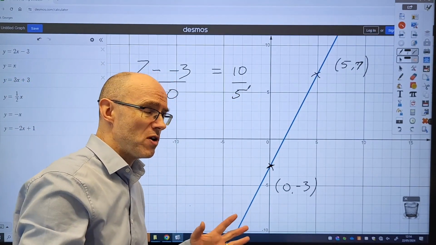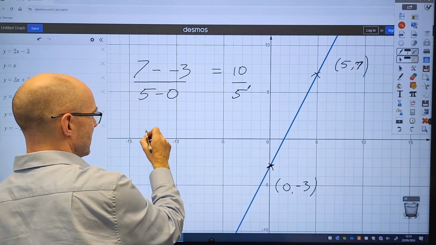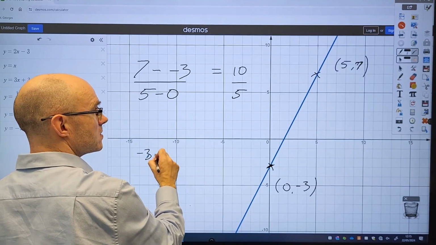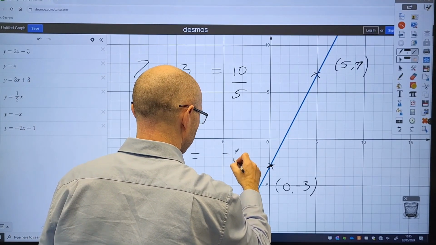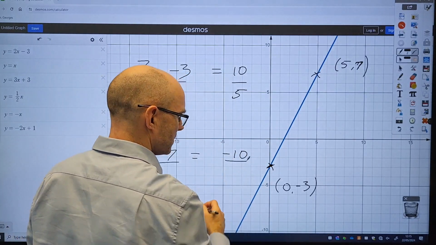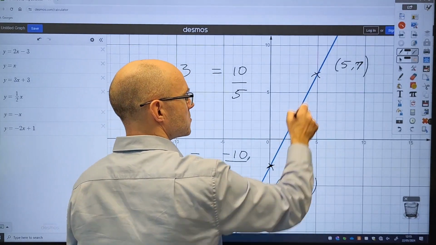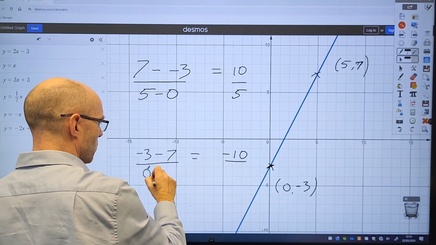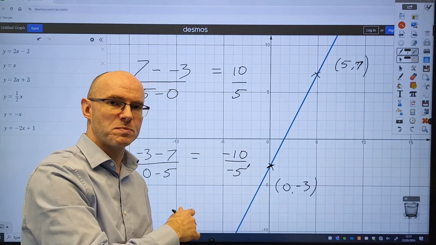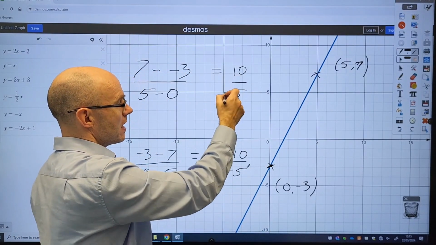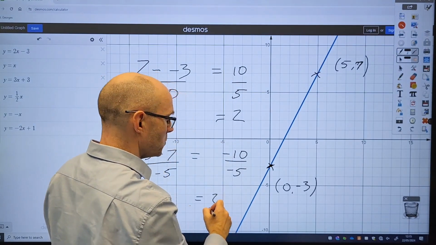Now, if I did it the other way round, let's see what would happen. So if I did that, subtract that, let's write that down. If I did -3 subtract 7, what does that give me? It gives me -10, doesn't it? And then keeping the same consistency, because I did that subtract that, I'll do this subtract this, 0 subtract 5. That's -5, isn't it? And -10 divided by -5 is +2. So notice in both cases you get exactly the same answer. You get a gradient of 2.